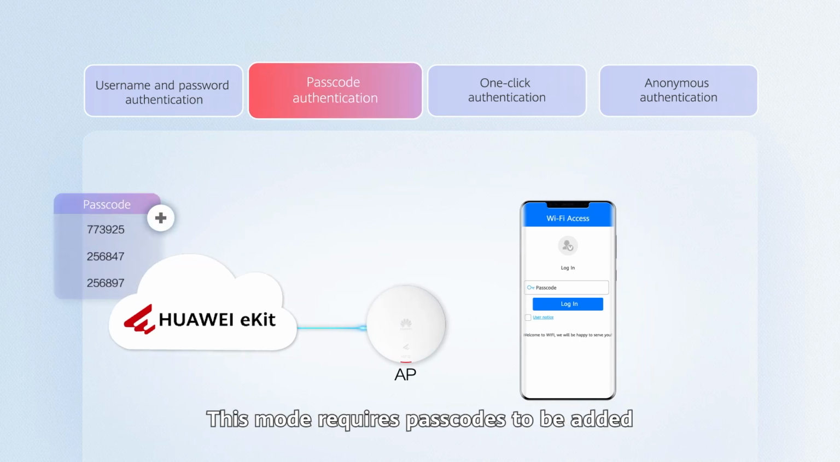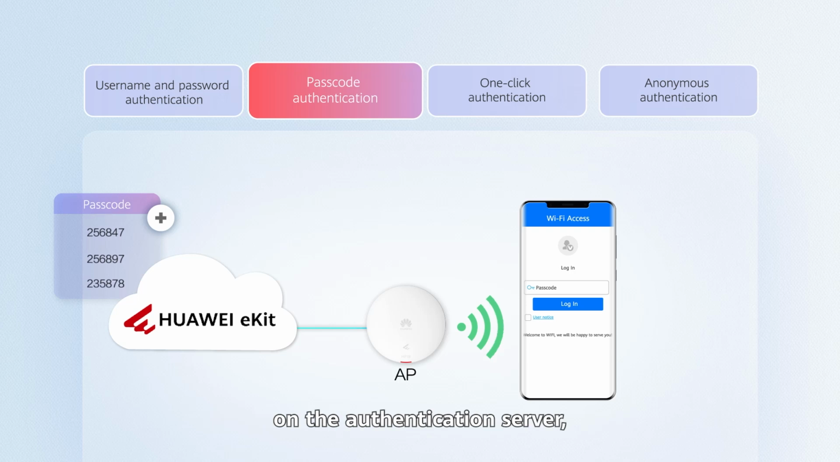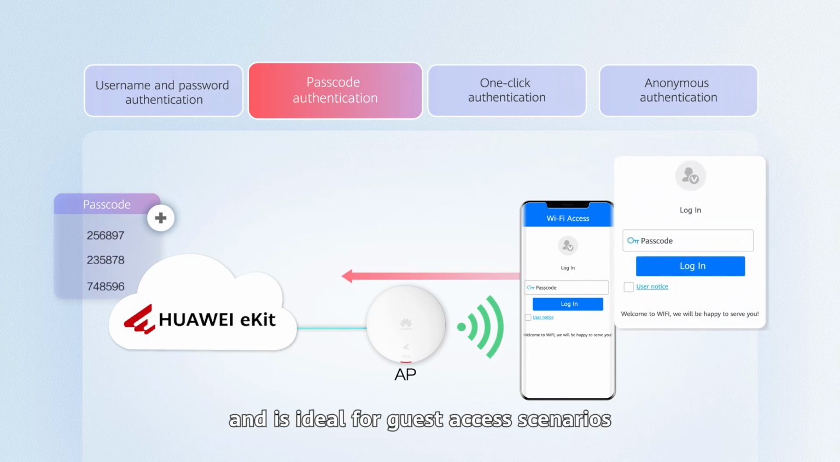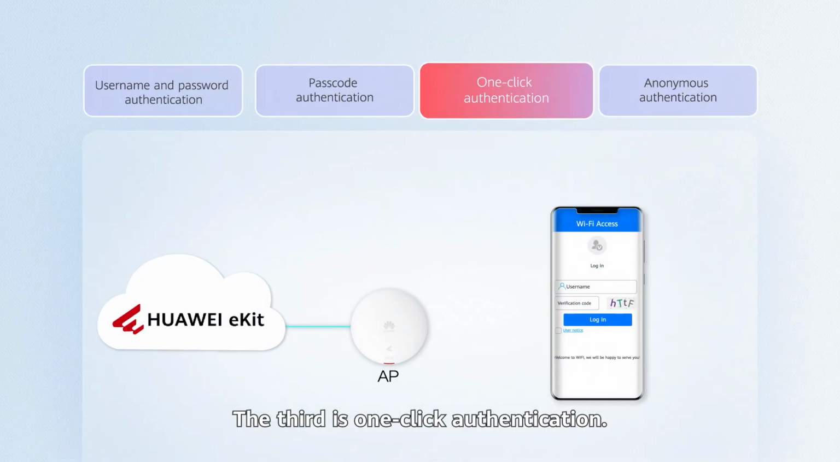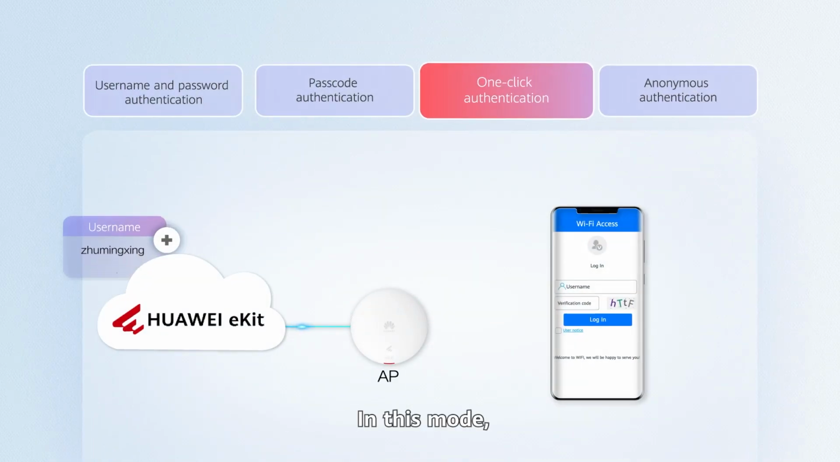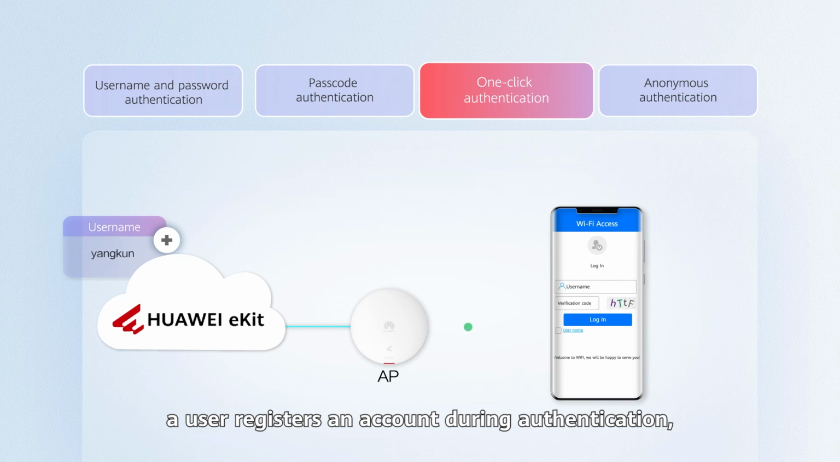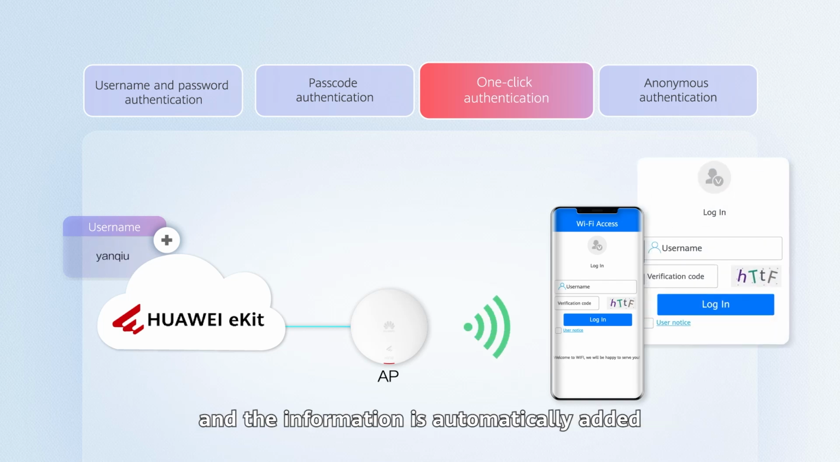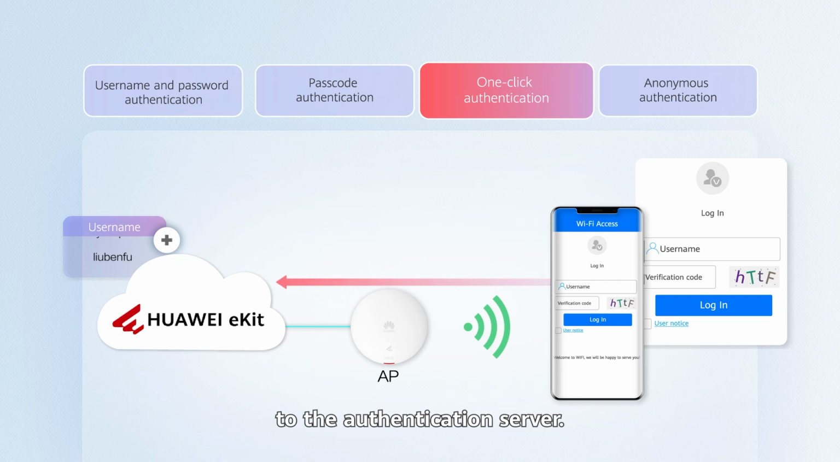This mode requires passcodes to be added on the authentication server, and is ideal for guest access scenarios where a passcode is required. The third is one-click authentication. In this mode, a user registers an account during authentication, and the information is automatically added to the authentication server. This mode is simple and ideal for guest access scenarios where fast authentication is required.